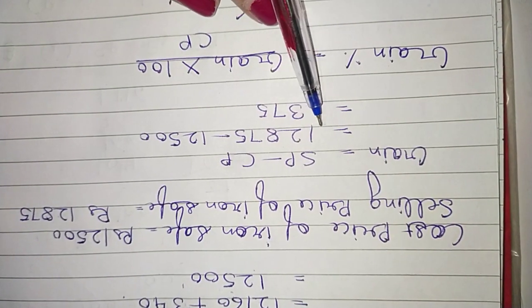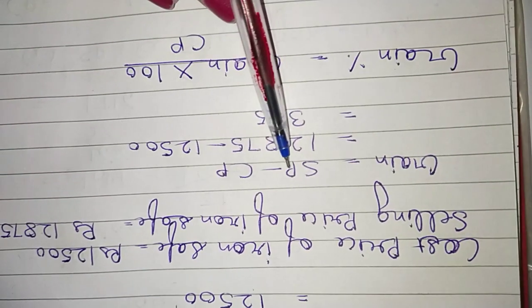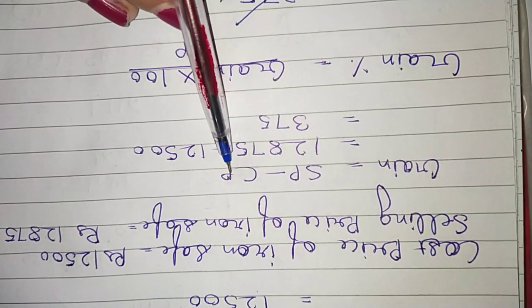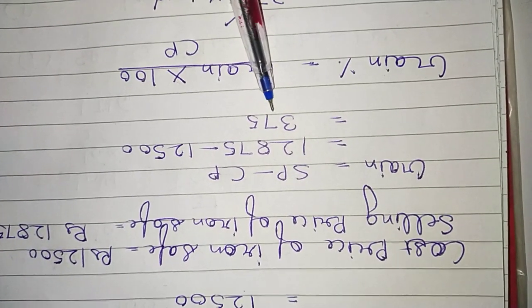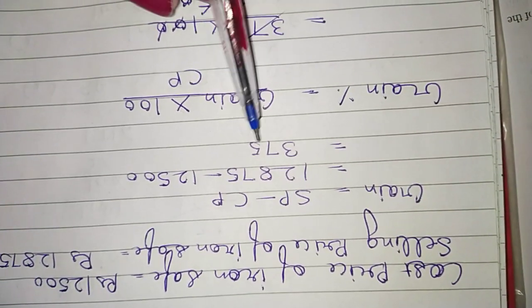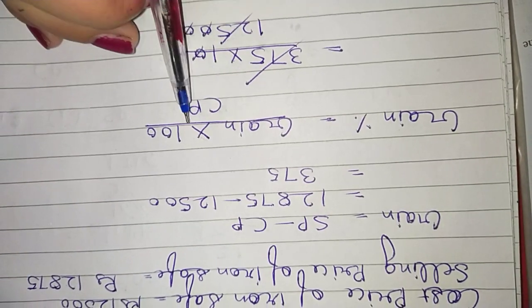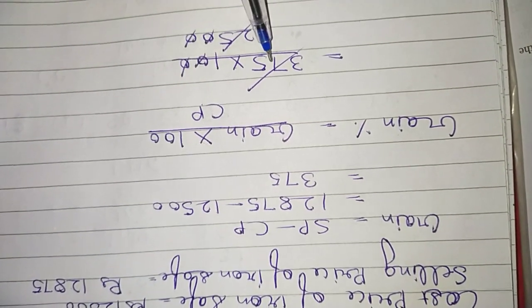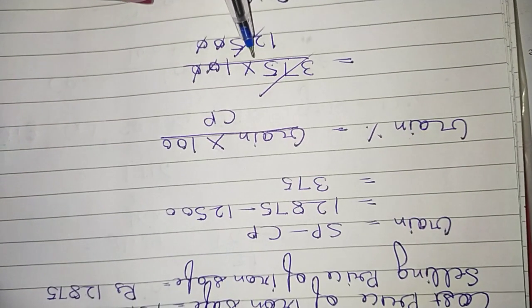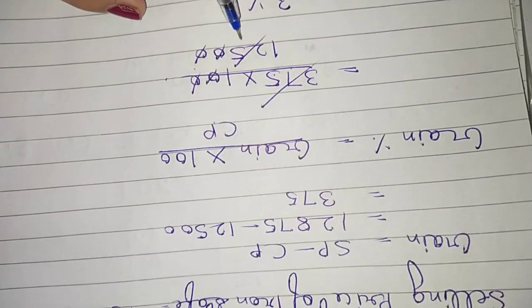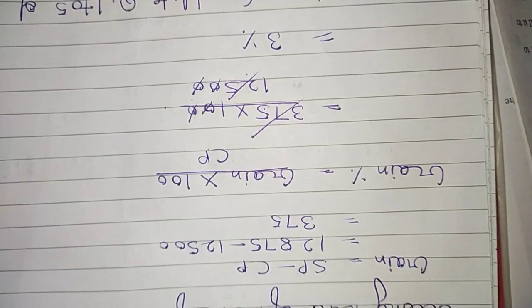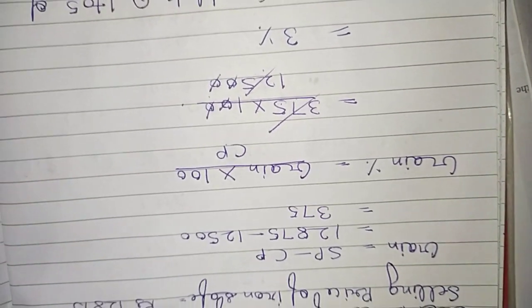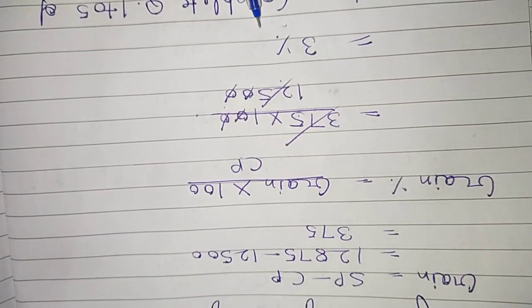It means there is a gain, and gain can be found by subtracting the cost price from the selling price, and the gain is rupees 375, and gain percentage is gain multiplied by 100 upon the cost price, that is equal to 375 multiplied by 100 upon 12,500, and after the cancellation of all these numbers we will get the gain percentage, that is equal to 3%.